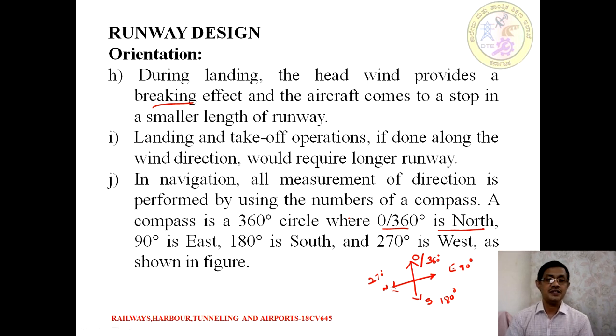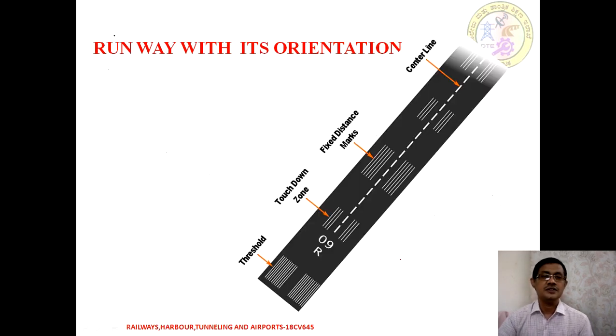Always the navigations are measured with respect to north of a compass, hence all the degrees are measured with respect to north of a compass. So this is how a runway is oriented. For example, try to see the nomenclature here. So R, then we have 09.